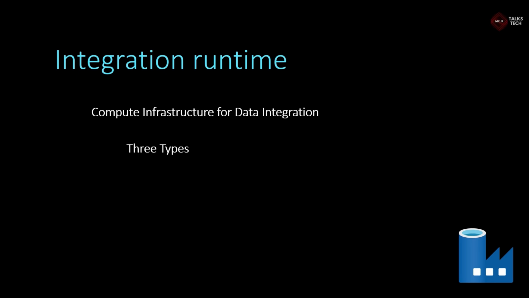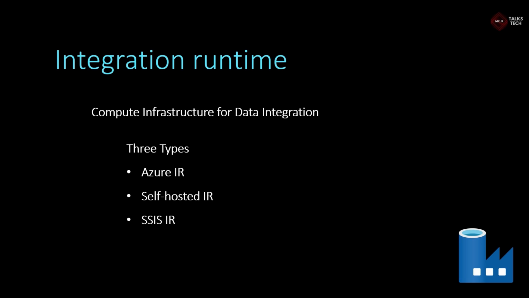There are three types of integration runtime. The first one is Azure Integration Runtime, then we have self-hosted integration runtime, and finally we have SSIS integration runtime. Azure Integration Runtime is mainly used for connecting to cloud-based data sources. For example, if Azure Data Factory needs to connect to an Azure Data Lake, we all know that Azure Data Lake is a product of Azure, which means it is a cloud-based tool, right? Since it is a cloud-based tool, we need to use Azure Integration Runtime to make that data integration possible.